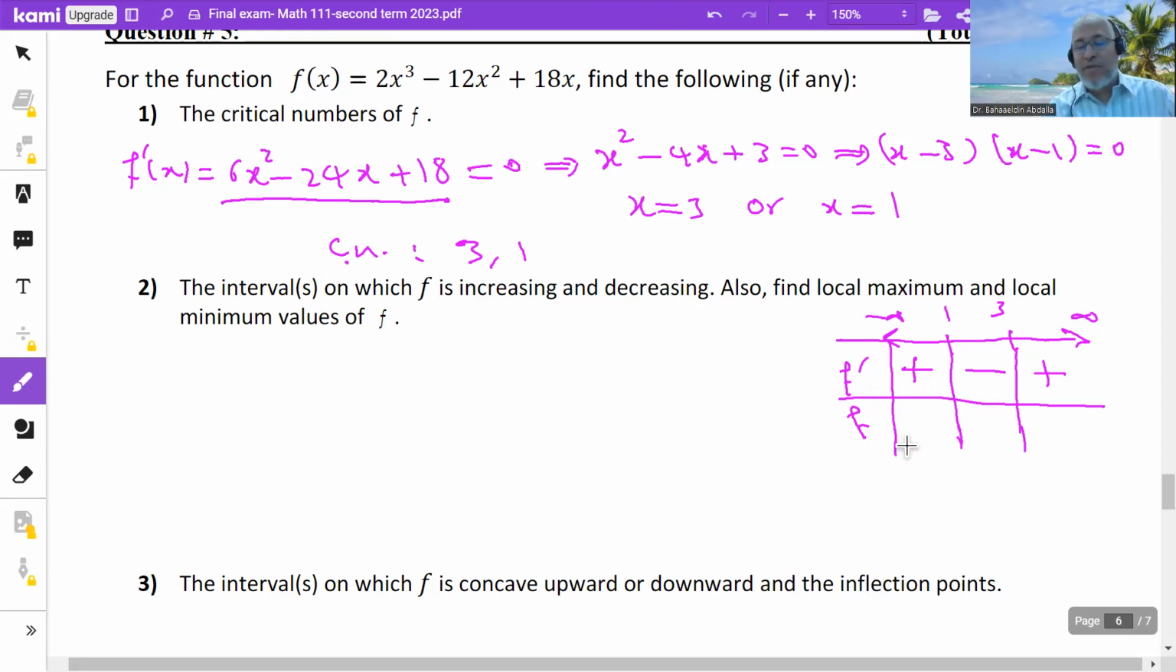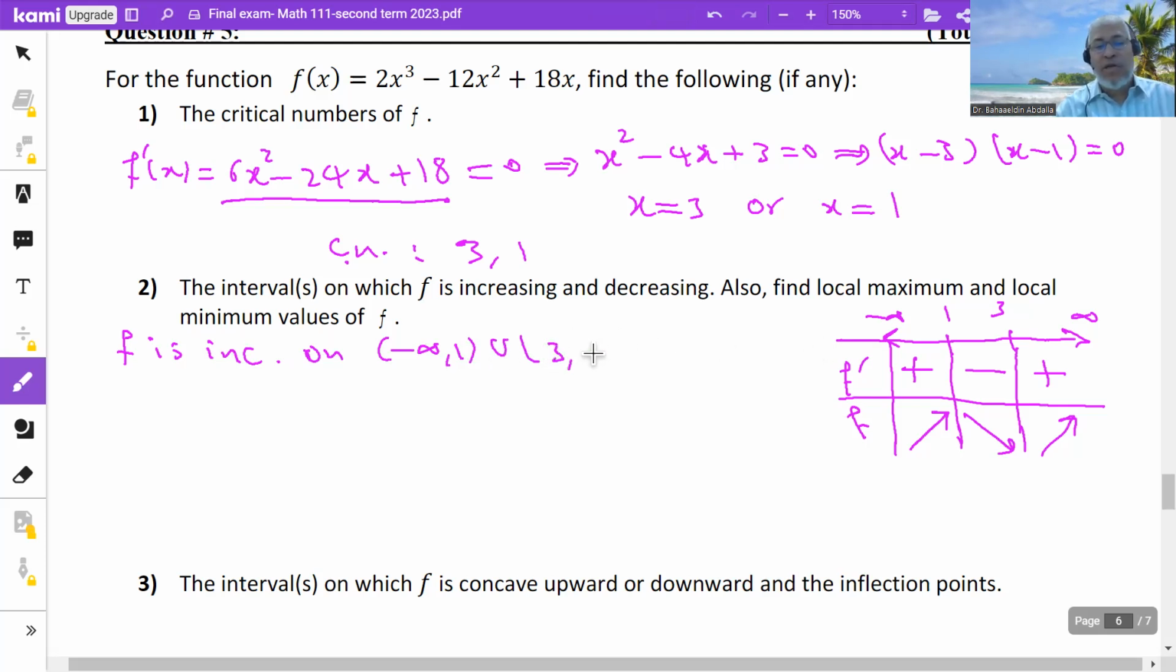Now, if f prime is positive, then f is increasing. Here f is increasing, here f is decreasing, and here f is increasing. So f is increasing on from negative infinity to 1, union from 3 to infinity. And f is decreasing from 1 to 3.